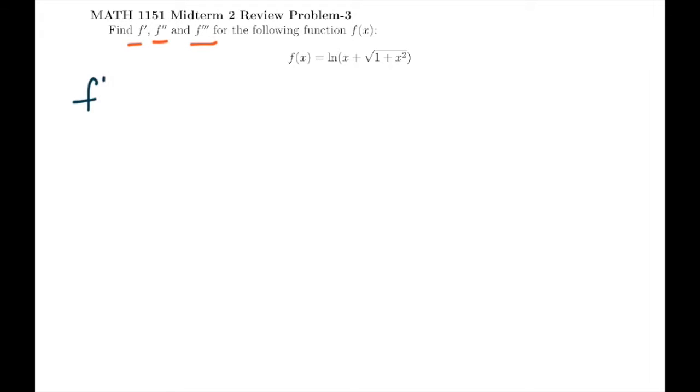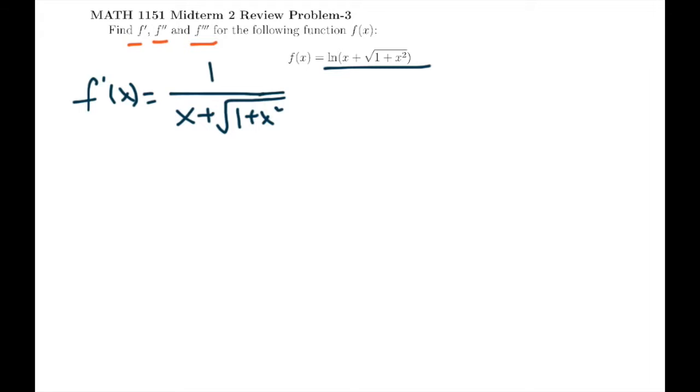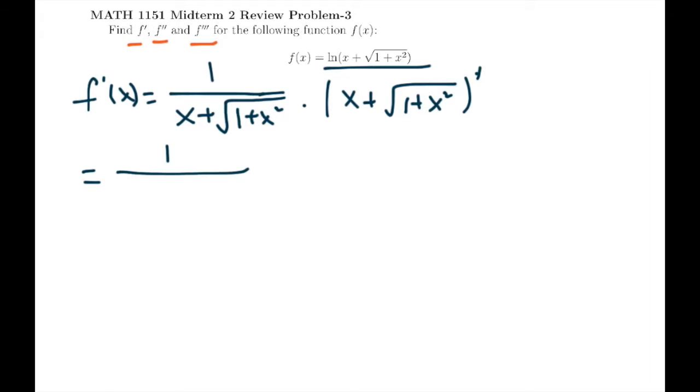So f prime is simple, just take the derivative of this function with respect to x. Firstly we can see it is a natural log function, and we take the derivative of the natural log function, and we have 1 over x plus square root of 1 plus x squared, and then times the derivative of the inner function, that is the derivative of x plus square root of 1 plus x squared.